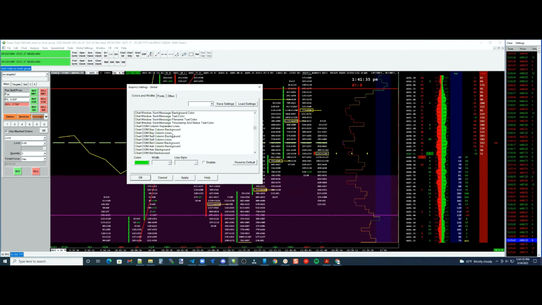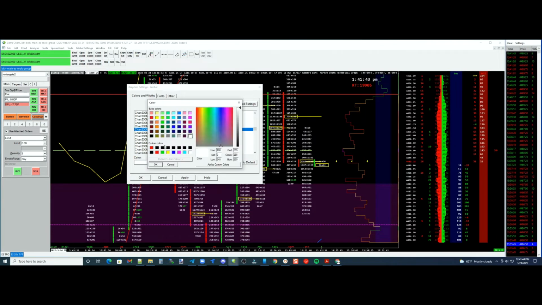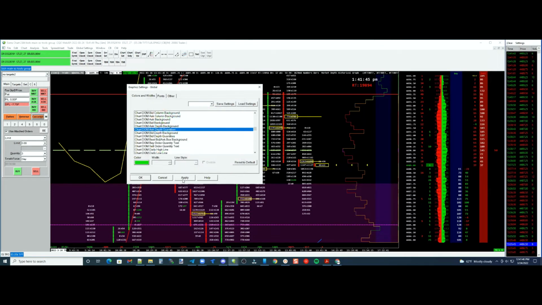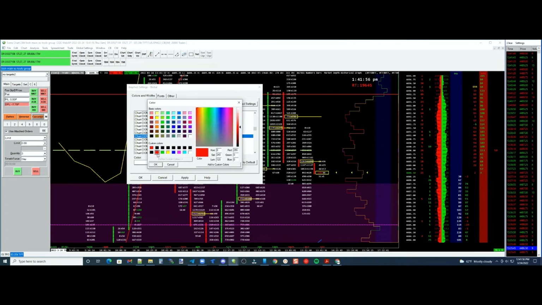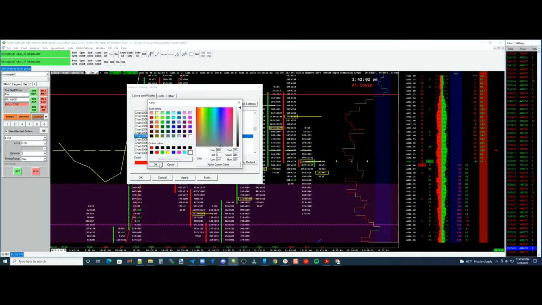So we have, let's see here. You have the background. And, oh, it's the depth, ask depth quantities right here. Okay, so come in here and you can change these. See how that just changed them all to green? So it's the DOM ask depth quantities and the DOM bid depth quantities. All right. So if I came in here and I did that, now you can see that they're updated. All right. But I'm not going to have that. I like them white.